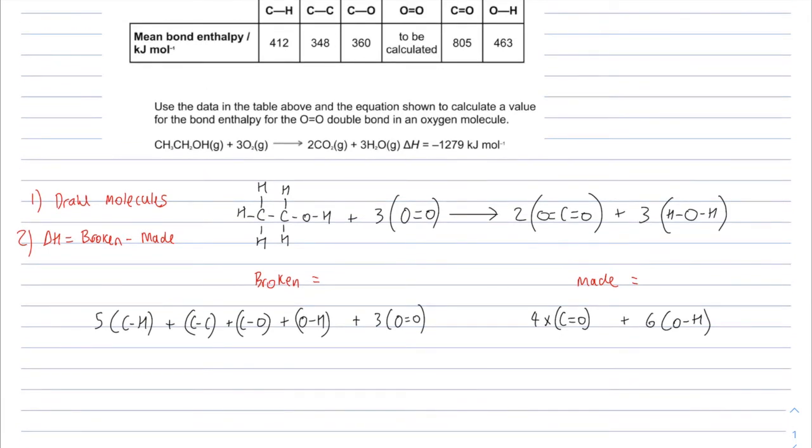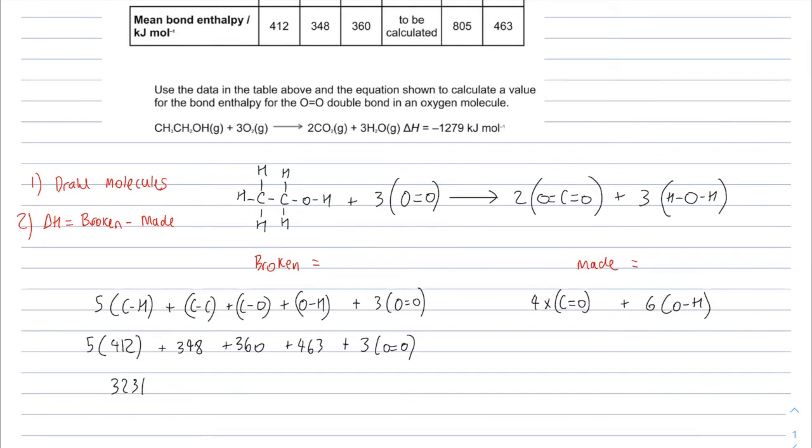Now we can use our mean bond enthalpies and sub in the values. So total bonds broken are 5 times the bond enthalpy of C-H, which is 412. Add the value for C-C, which is 348. Add the value for the C-O bond, which is 360. The O-H bond, which is 463. And 3 O=O double bonds, which we do not know. So adding all these together, we get that the total is 3,231 plus 3 O=O double bonds. So this is the bonds broken.